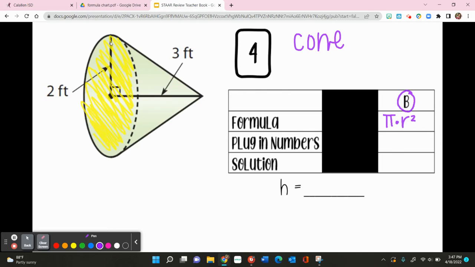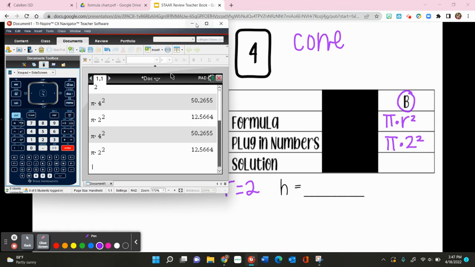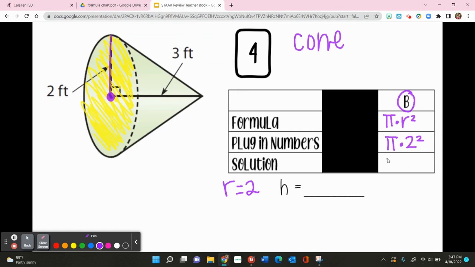Now, if you look at your base, again, this line only goes halfway, which lets us know that our radius equals 2. So I'm going to plug that into my formula. Pi times 2 squared. Now we're going to plug into our calculators. Pi times 2 squared, and we get 12.6. So the solution for the area of our base is 12.6. Now the height of my cone, again, is from the center of our base to the peak of our cone, which we see here is 3.